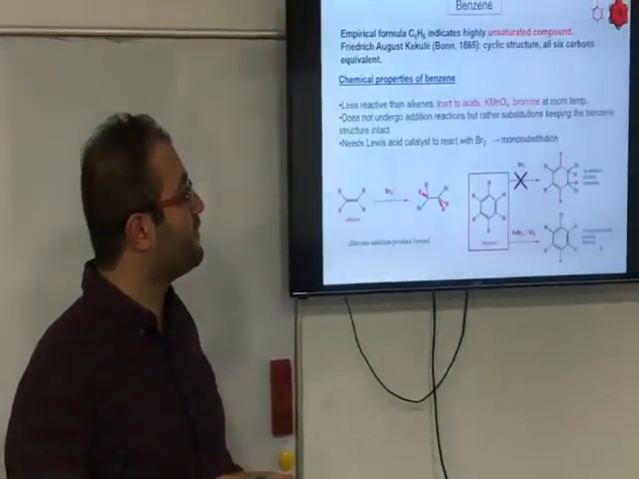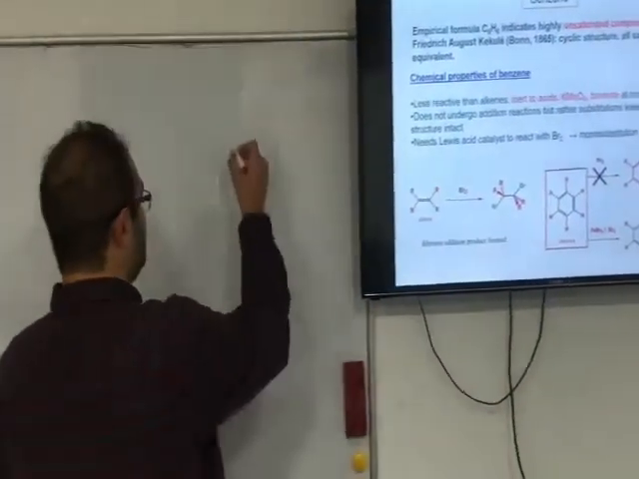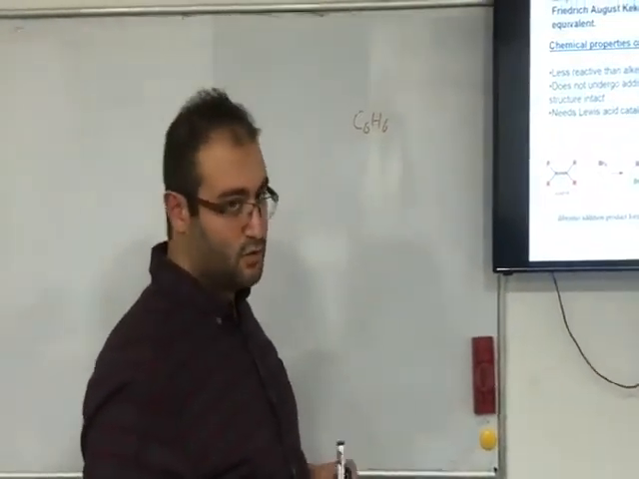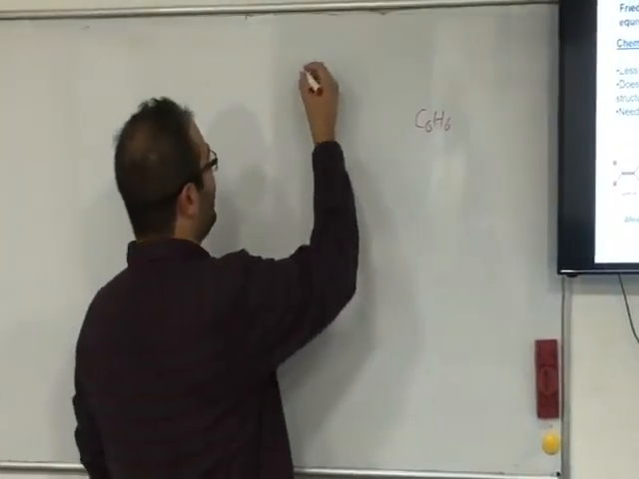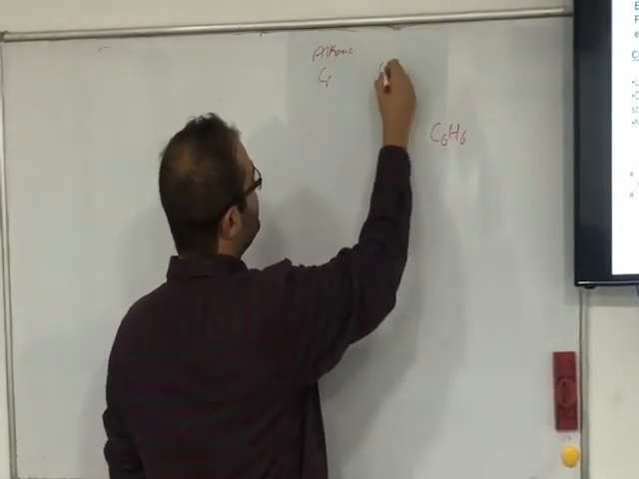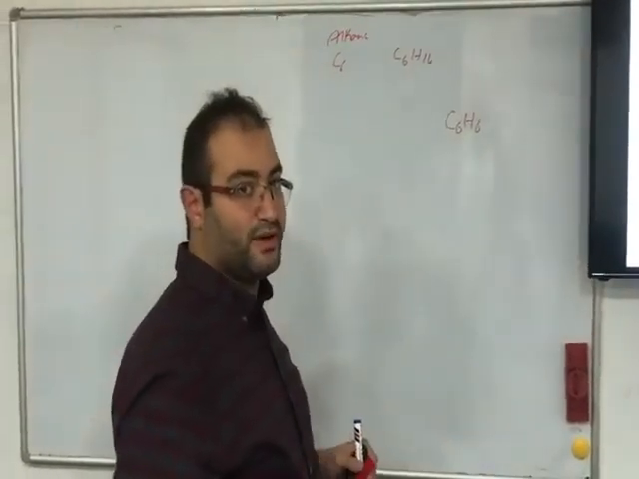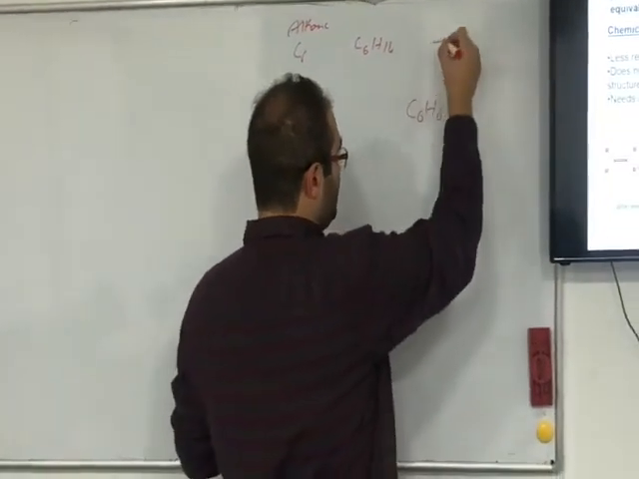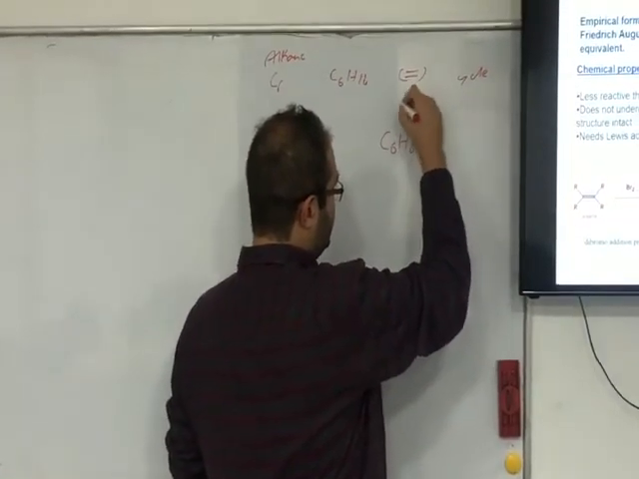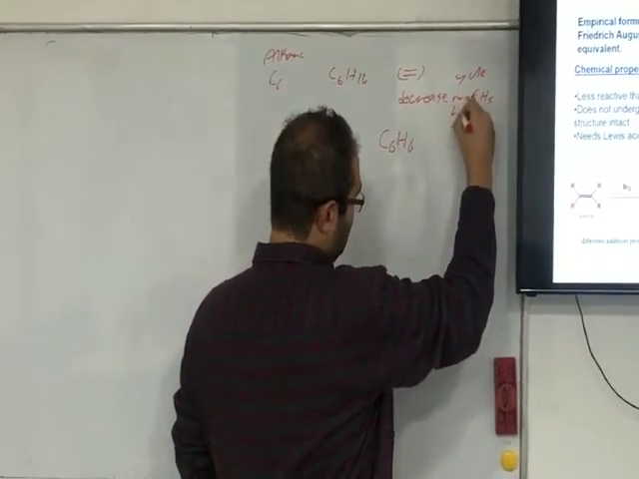The formula for benzene is C6H6, which implies that it is a highly unsaturated molecule. So how is this possible? Because if you have an alkane with 6 carbons, its formula is going to be C6H14. And as you know from your previous organic chemistry information, each double bond added to the structure, or any cycle added to the structure, will decrease the number of hydrogens by 2.